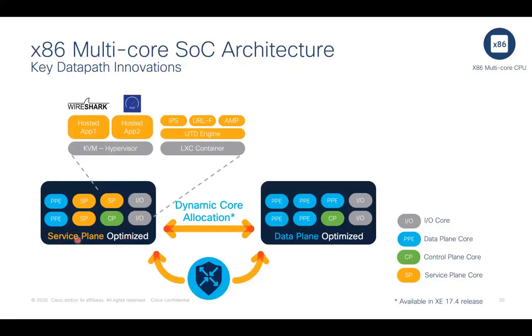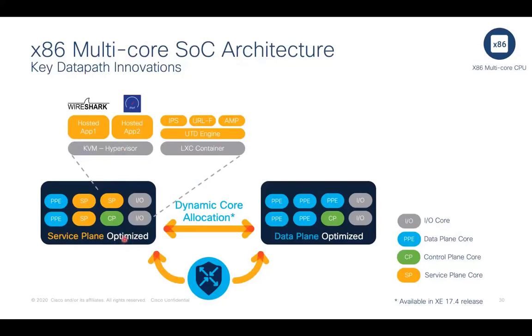When I say service plane optimized, this is a mode that you can think of as ready to serve any container-based services like IPS, URL filtering, AMP in case of SD-WAN as well as non-SD-WAN use cases. You can also host KVM containers on these. So this totally is the default mode that we have for any 8300 platform. First, it will come in service plane optimized mode.